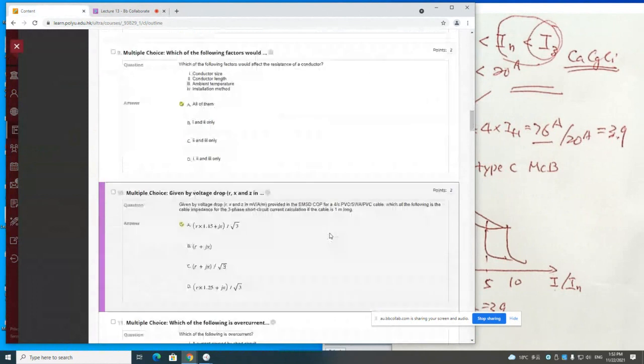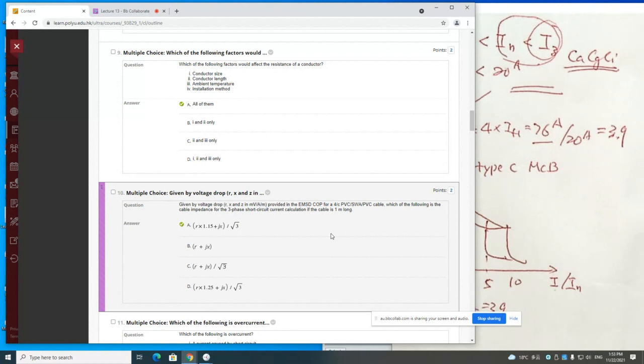Okay, next question, number 9. Which of the following factors will affect the resistance of the conductor? The answer is all of them. Well, resistance is determined by the conductor size, the bigger the size, of course, the less resistance, right? And conductor length, of course, is determined by the length. In the impedance calculation, you have to consider length. Ambient temperature, certainly the resistance is a function of the temperature.